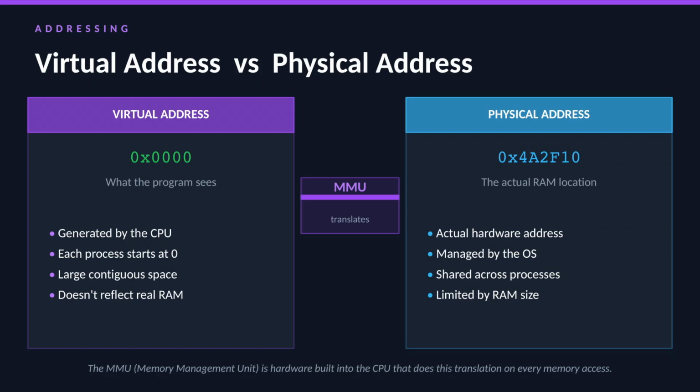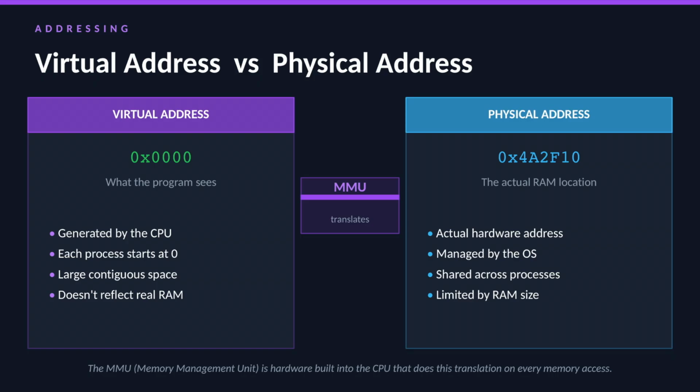Now, let's understand how this illusion is created. When a program runs, it works with virtual addresses. These addresses are generated by the CPU, and every process starts from address 0. These virtual addresses do not directly correspond to any physical RAM location. The actual RAM locations are called physical addresses and they are managed by the OS.